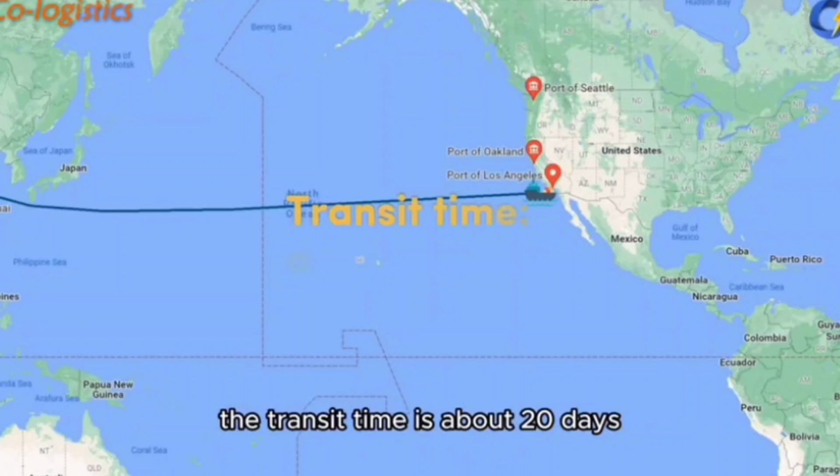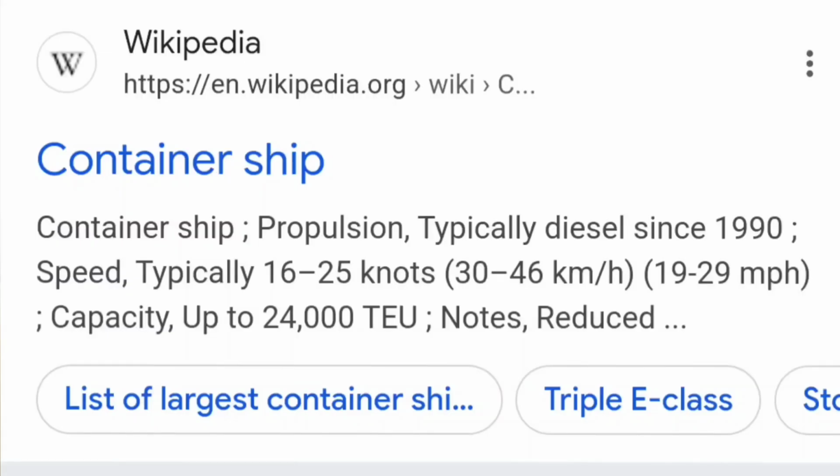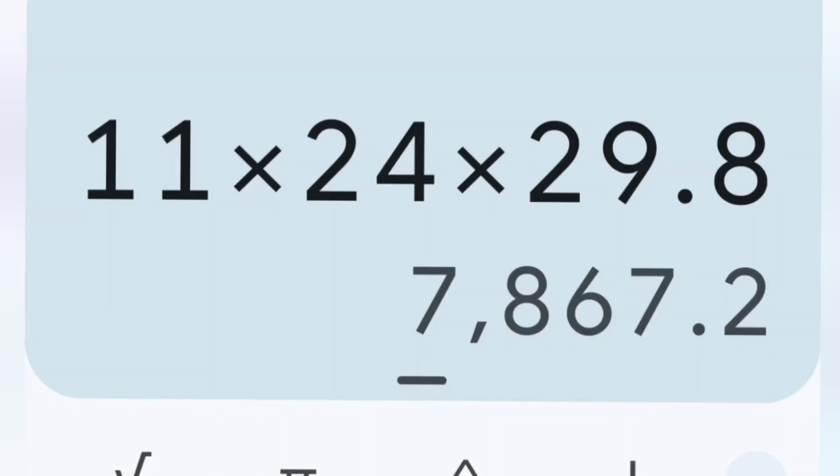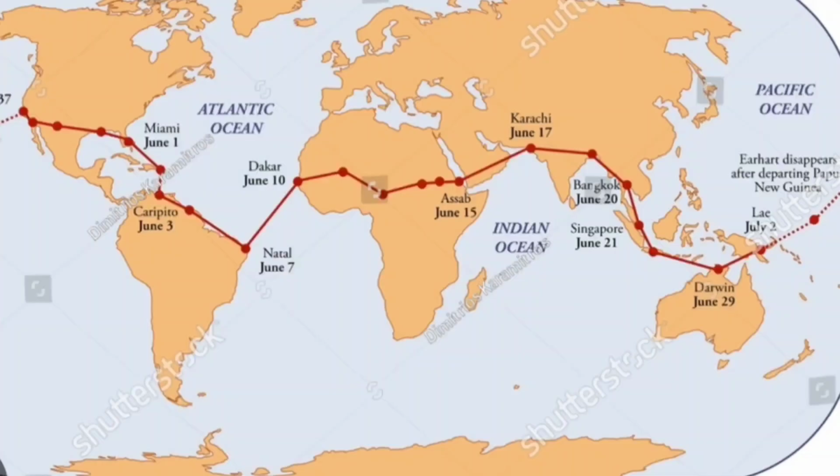But I've heard they have these big container ships that can do it in like 11 days or something. So let's look at these other container ships. We're talking about 25, let's say 25 knots is about 29, almost 30 miles per hour. So even in 11 days, that's 7,800 miles. That's still like over 1,000 miles too far.